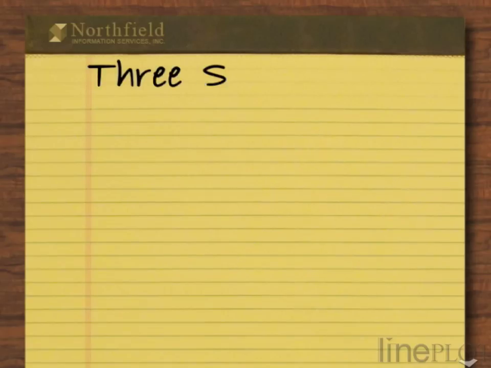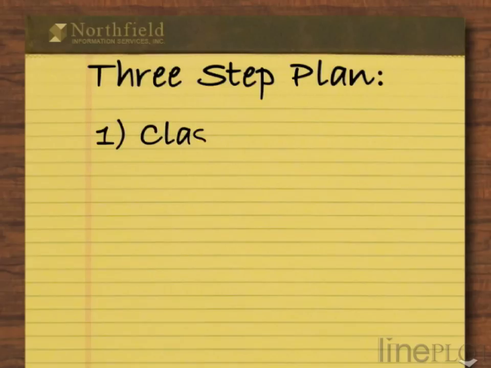Northfield has created a three-step process that seeks to identify managers who are more likely to produce superior results in the future. The first step is classification. In order to compare a manager to their peers, we have to know who the peers really are. They're not always who the manager says they are.